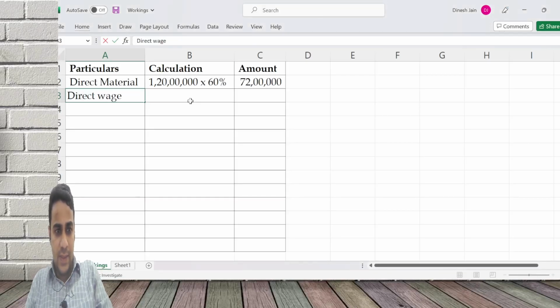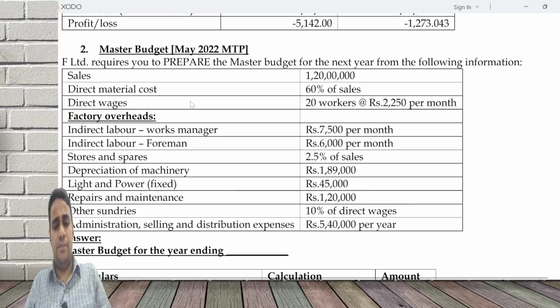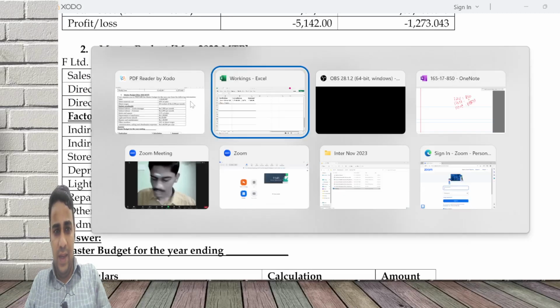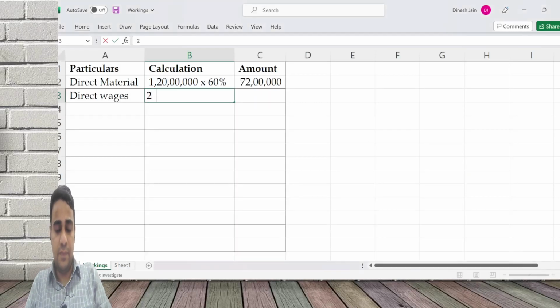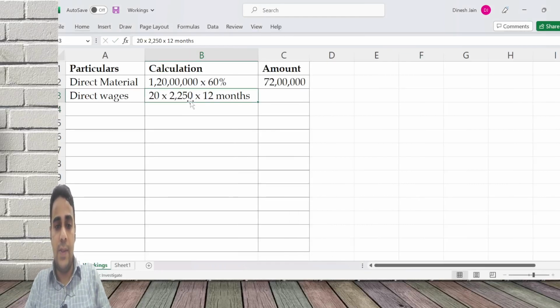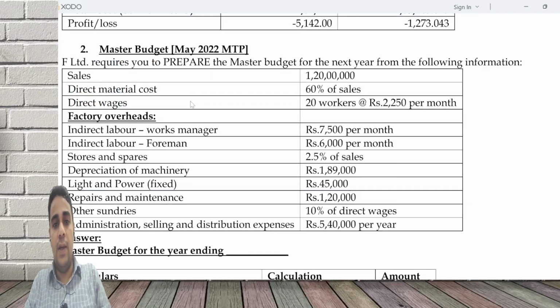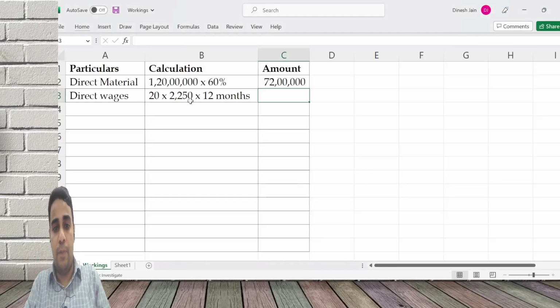Direct wages: 20 workers, 2250 per month into 12 months. They're doing it for a year. The budget can also be prepared for a month. You'll have to keep looking at every data point properly. 20 into 2250 into 12.